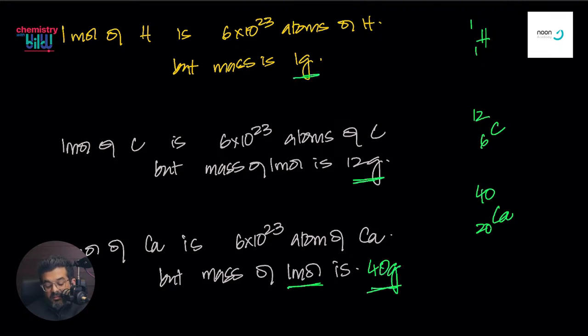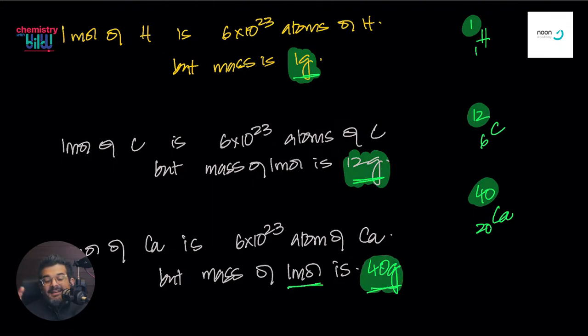So what is a mole? A mole is as many particles as give me the same mass as the relative atomic mass, but in grams. That's how we got this value, 6 times 10 to the power of 23. Isotopes are different. Isotopes are not this. We've done isotopes earlier, Moiz. This isn't isotopes.